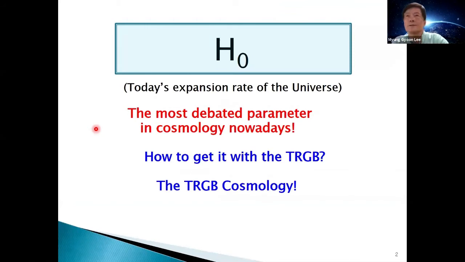H0 represents today's expansion rate of the universe. As everybody knows, I claim and you agree that it is the most debated parameter in cosmology nowadays. Then how to get it is the TRGB. That's what the TRGB cosmology does.